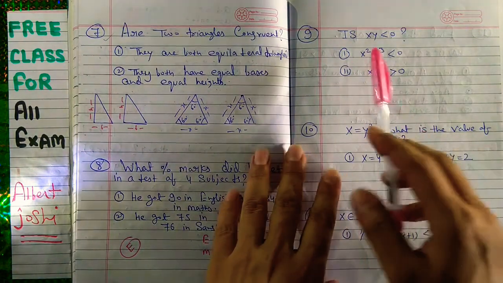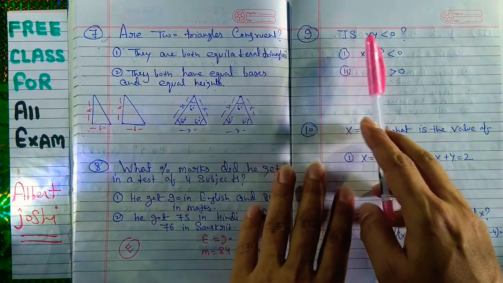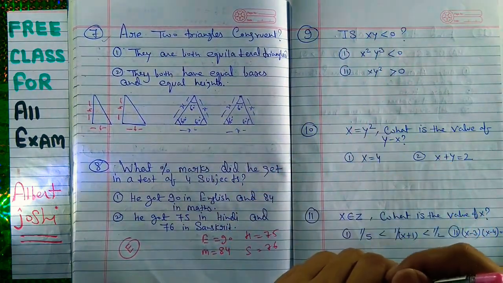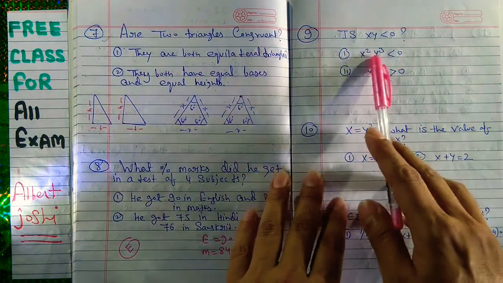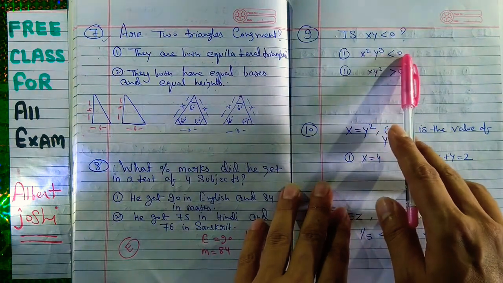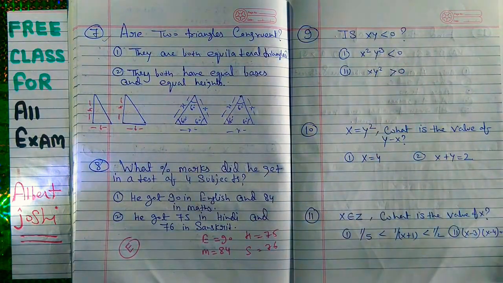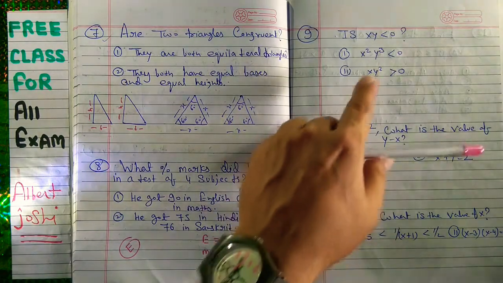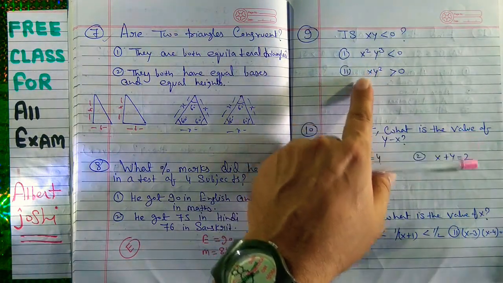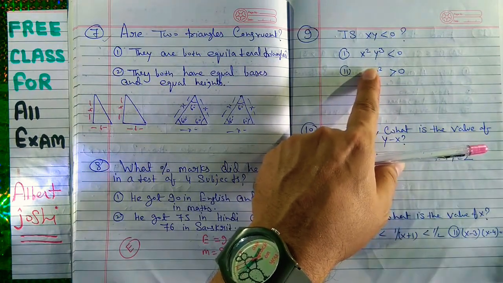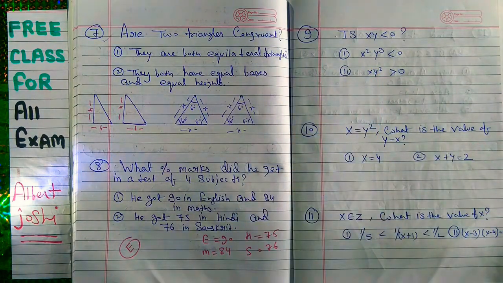In question number 9, he is asking, is xy less than 0? The first statement is x square y cube is less than 0, and the second statement is x y square is greater than 0. So what will you do in this condition? He is asking whether xy is less than 0. The first one, x square y cube, is very simple.